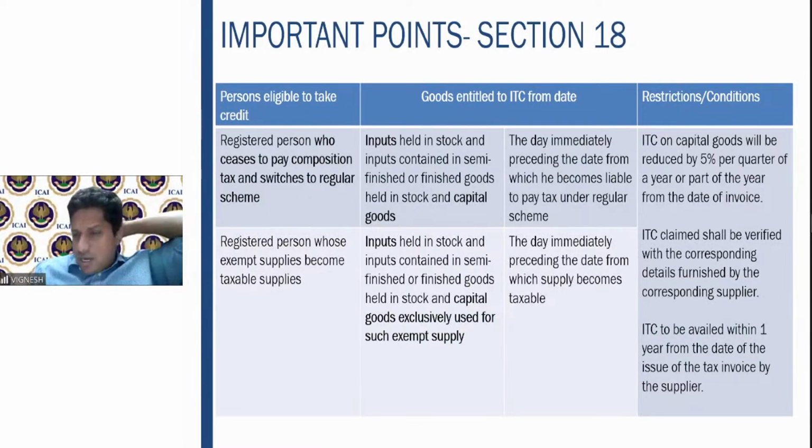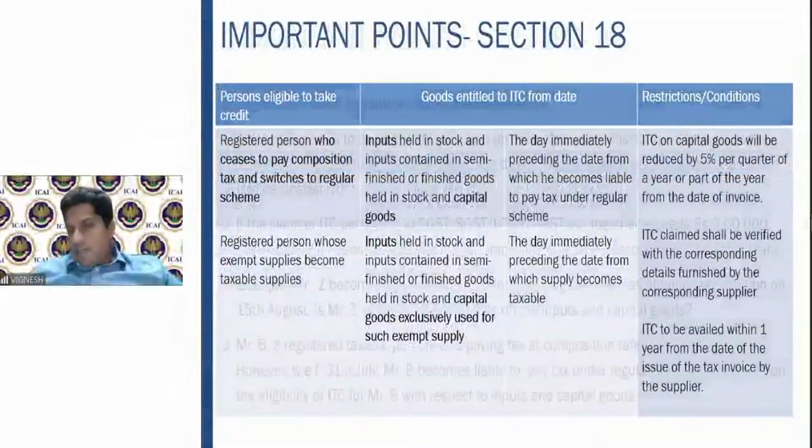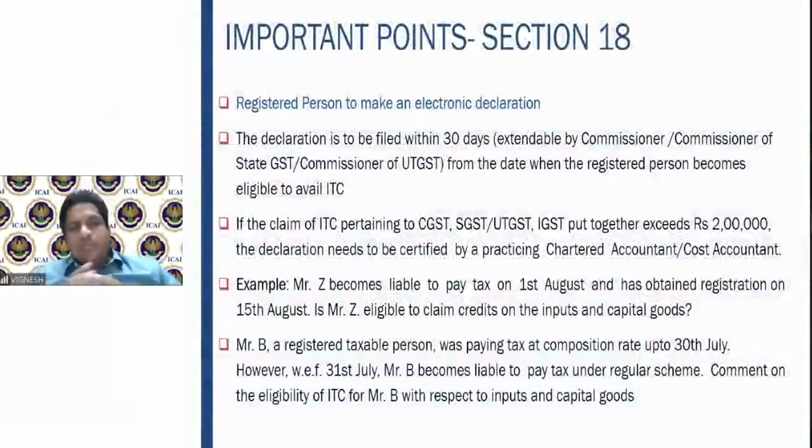What are the restrictions or conditions here? Capital goods ITC will be reduced by 5% per quarter. We have already seen that. Whatever ITC you have claimed will be verified with the corresponding details furnished by the supplier. Within 1 year from the date of issue of the tax invoice of the supplier, the ITC has to be availed. So these tables are very important. This table and this table, once you read them, you'll be able to understand very clearly.